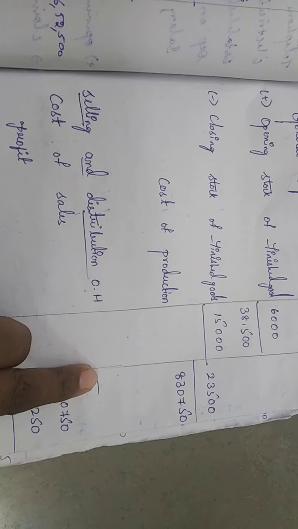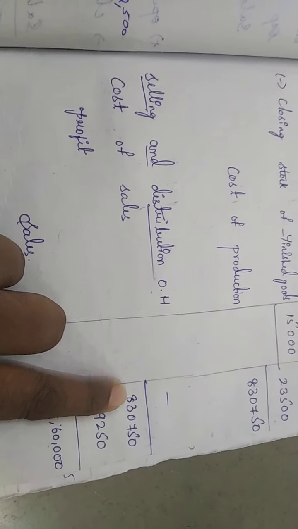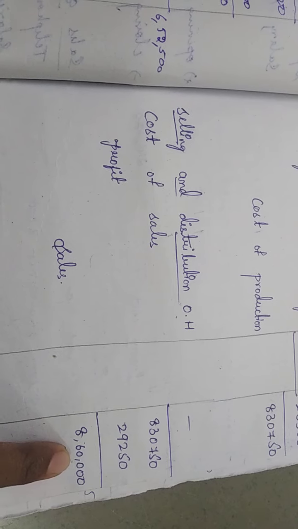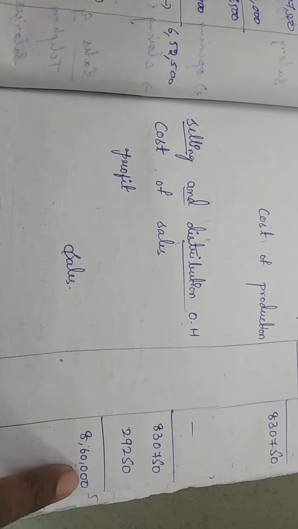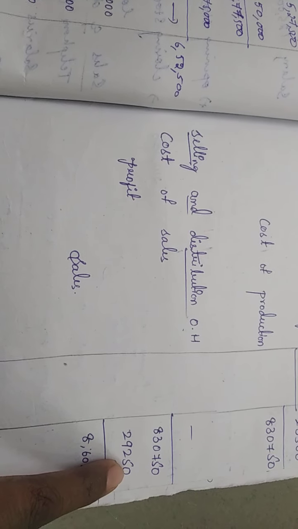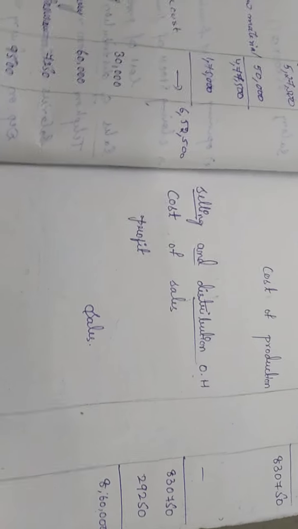Okay, next, after that, cost of sales. Cost of sales is how much here? 8,30,750. Next, in the question what he has given? Sales he has given. So sales we have to take. From sales deduct the cost of sales, and finally we will be getting a profit. This is question number 5.